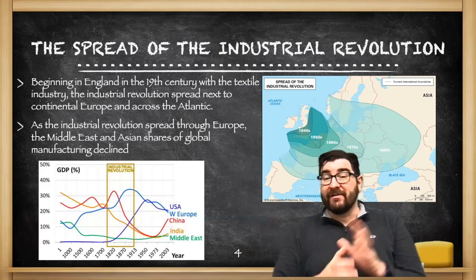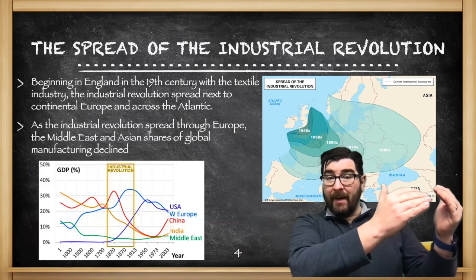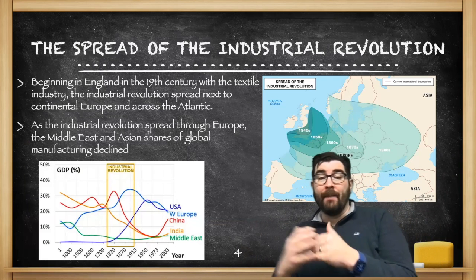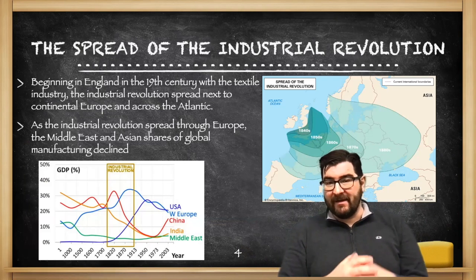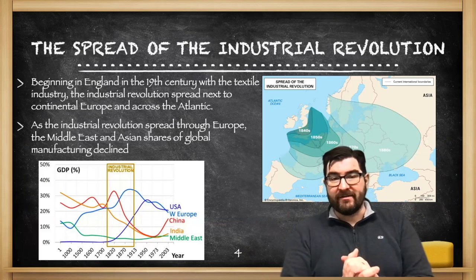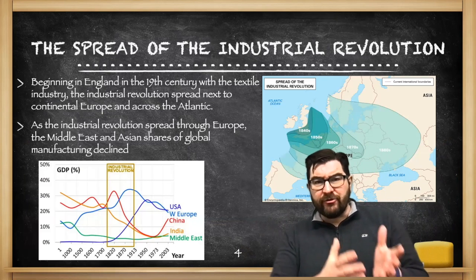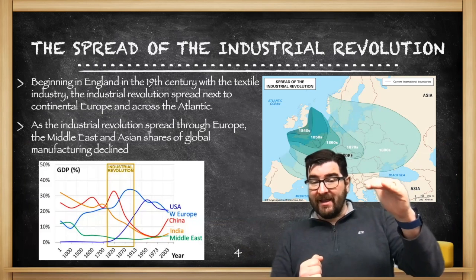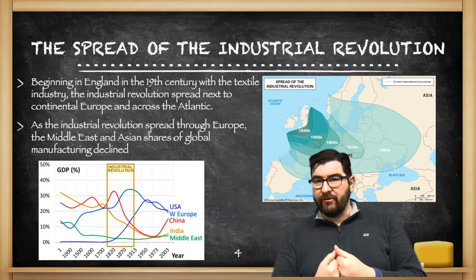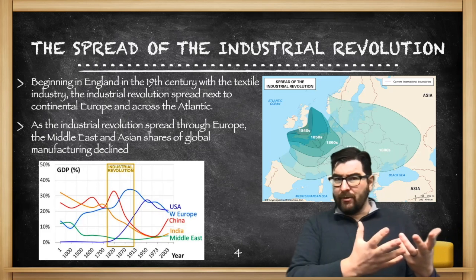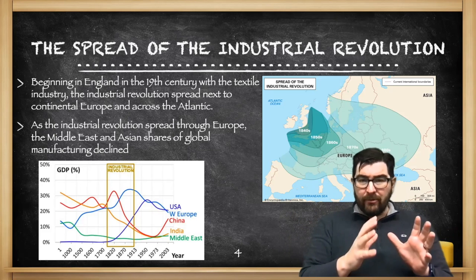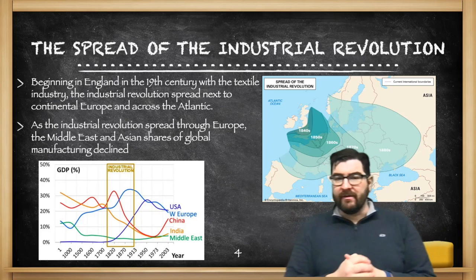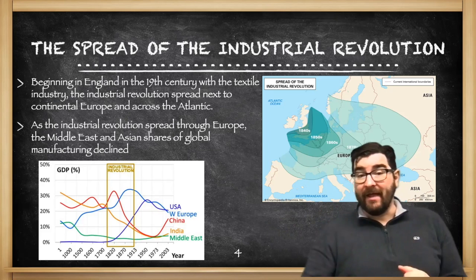The Industrial Revolution is going to spread, starting with the textile industry in England and other industries that developed, to other Western European states through the 19th century and even across the Atlantic Ocean. And as industrial production spreads, we're going to see the rise of Western Europe and the United States in terms of the global share of manufacturing. We've talked throughout this entire course of AP World about how East Asia and South Asia were really the dominant manufacturing centers of the world.